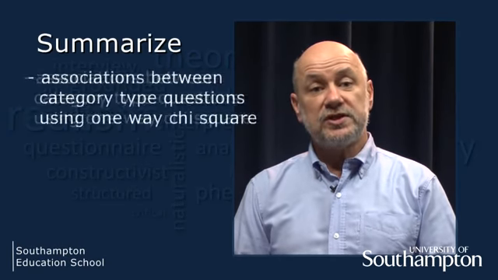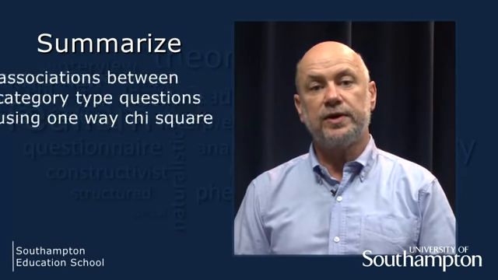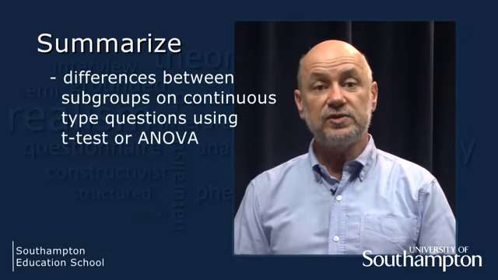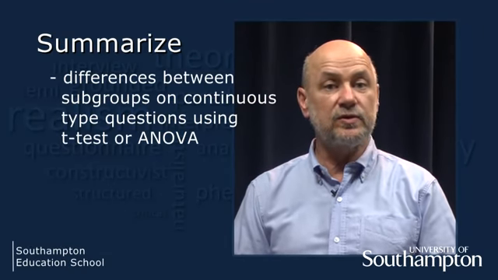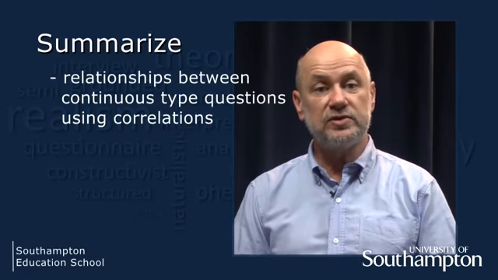So just to summarise, we look for associations between category type questions using a one-way and two-way chi-squared. We look for differences between subgroups on continuous type questions using a t-test or ANOVA. And we look for relationships between continuous type questions using correlations.